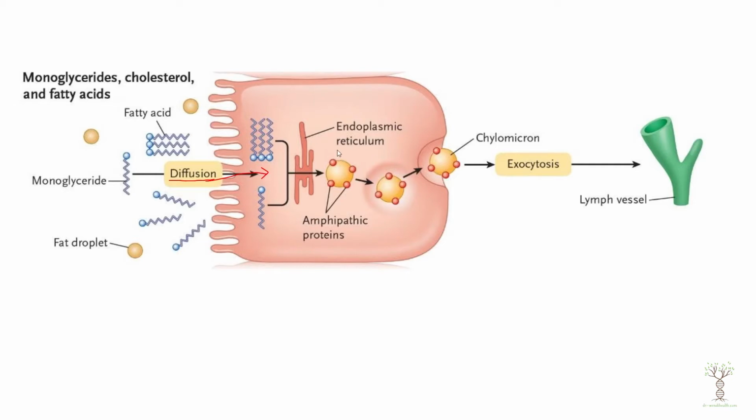We are going to use the smooth endoplasmic reticulum. Remember, in the cells, the rough endoplasmic reticulum produces proteins, and the smooth endoplasmic reticulum can produce fats. So now we take these building blocks and we reform the triglycerides.